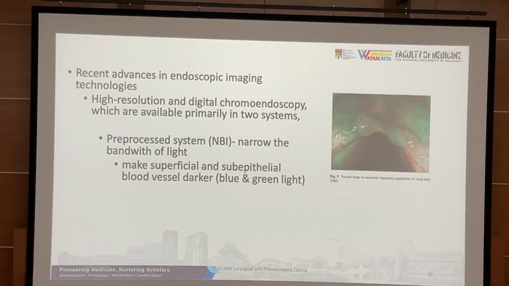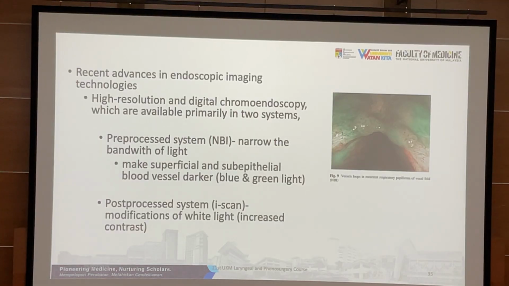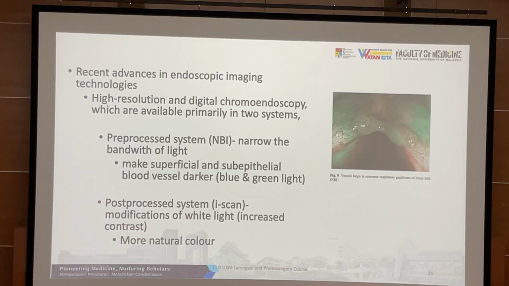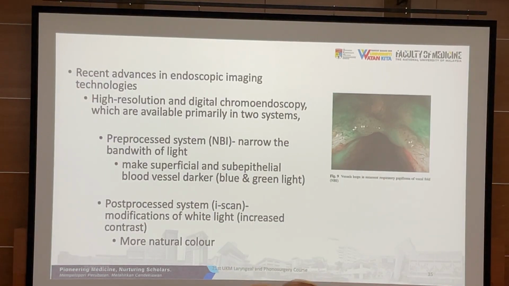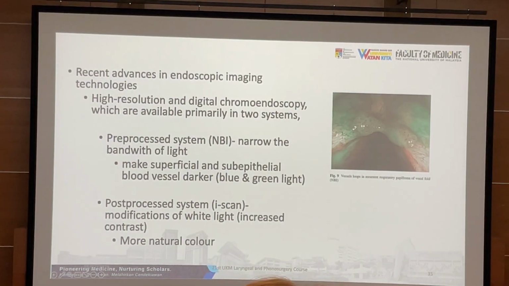So just a little bit on enhanced imaging. I mentioned NBI, I mentioned eye scan. The NBI is pre-processed, where the white light is modified, so that the vessels absorb the light, and appear darker blue and green, like this.